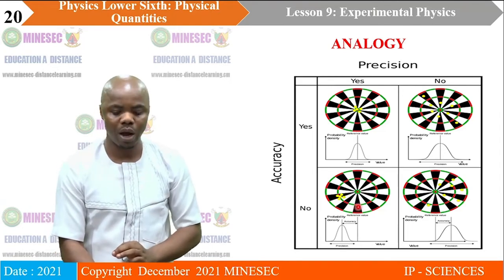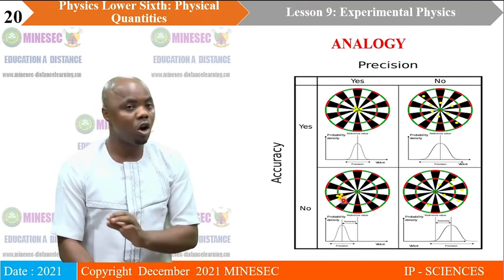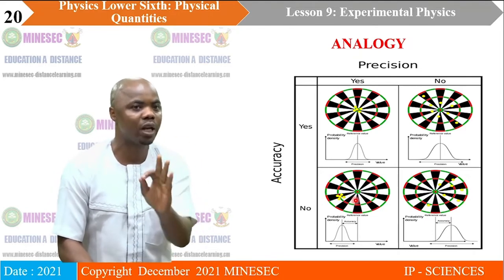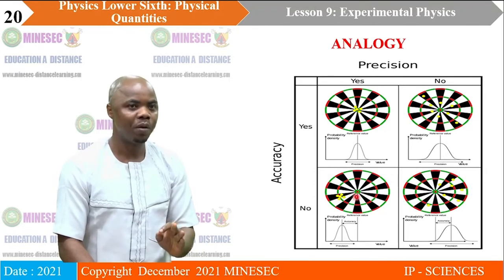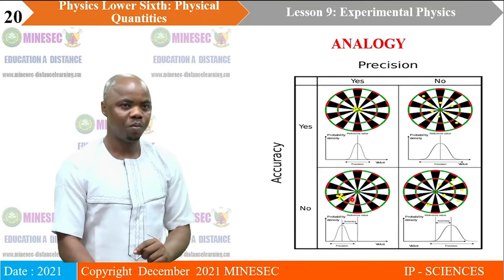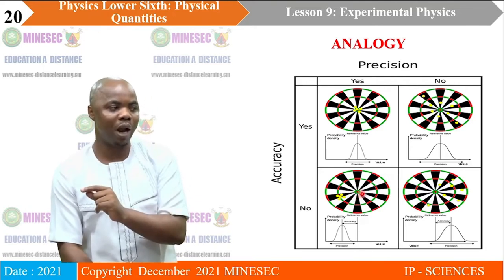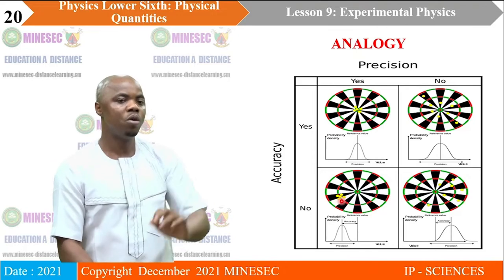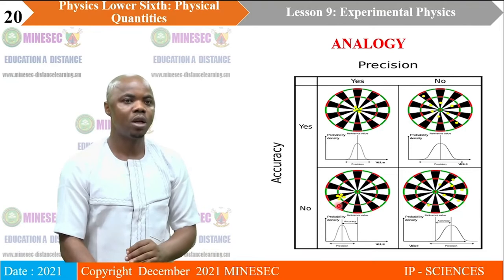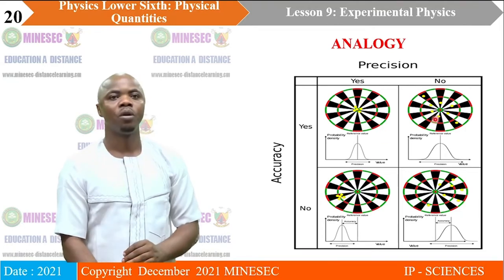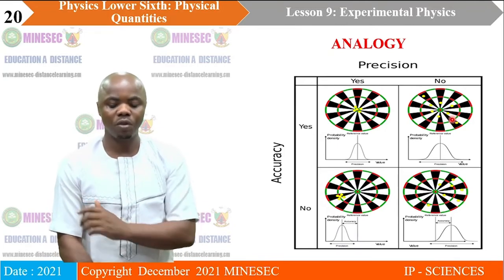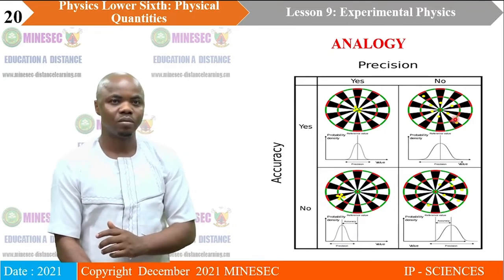Now let's go to this one down. He did not hit the target at all, but he hit a particular point five times consistently. How do you call such a person? The person is precise, but not accurate because he's far from the measured value. But he hits a particular value consistently five times. So this person is precise, yes. Accuracy, not at all.